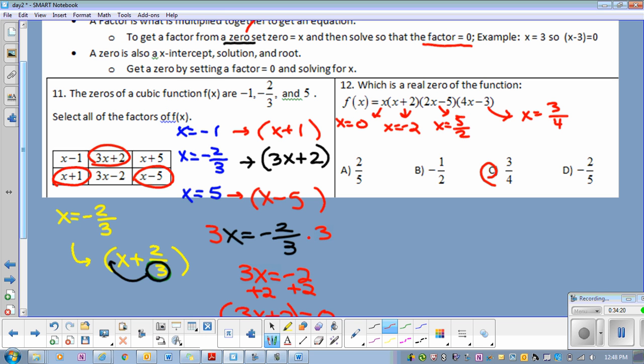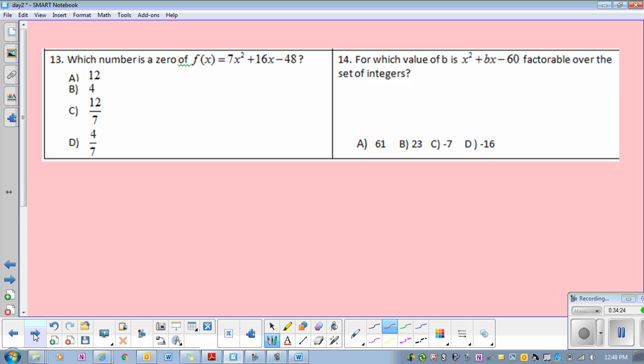All right, questions so far? Okay, which number is the 0 of this? You know what? This has multiple choice. I know that I can factor it and then do mini equations and see what I get. So, I'm looking at my answer choices here. Okay, I have 12 and 4. I have some fractions.